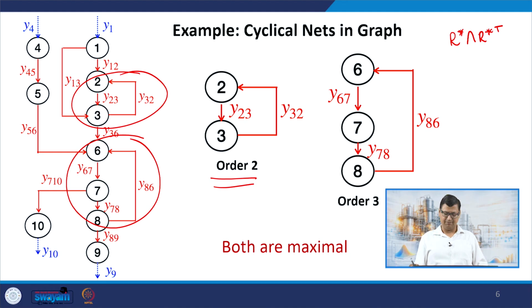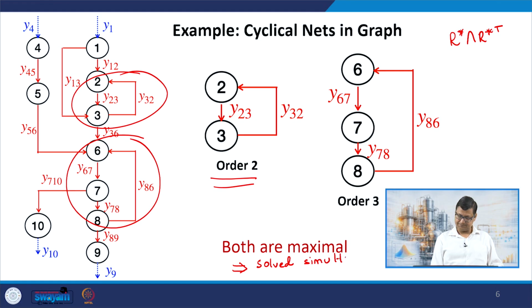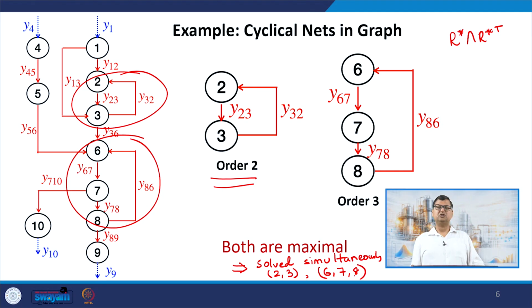So, both are maximal cyclical nets, and what this means is these need to be solved simultaneously. We have identified a pair of vertices 2, 3, and a triplet of vertices 6, 7, 8. These cannot be solved alone, they need to be solved together, 2, 3 together and 6, 7, 8 together. Apart from this, all the other vertices are not part of a cyclical net, and therefore they can be solved alone.